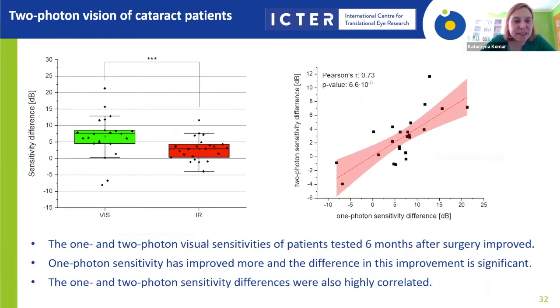And here you can see the results. This is the sensitivity difference for 2-photon vision and for 1-photon vision, before and after surgery. As you can see, in both methods we got improvement. There is a difference for visible sensitivity, but also a difference for infrared sensitivity. However, these two differences are different, so it's not exactly the same. Also, the results for 1 and 2 photon sensitivity were highly correlated.